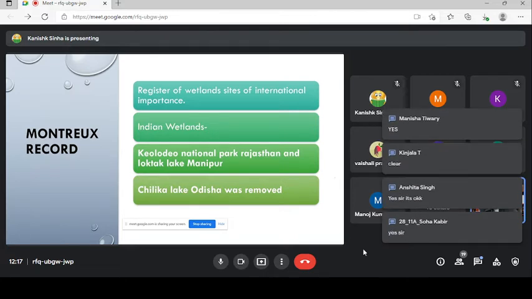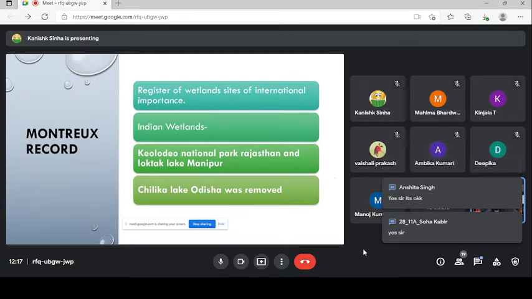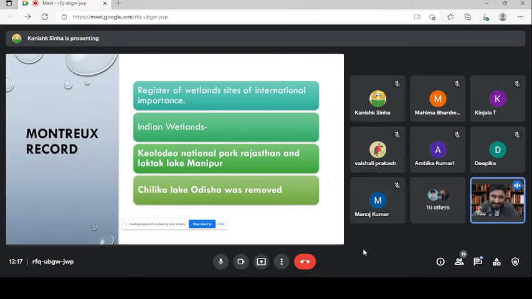Okay, thank you. So you have to know what the Montreux record is and what the two wetlands are that India has. Which one has been removed, guys? That can also be a question for your other law entrance examinations or even CLAT. That Chilika Lake was the one which has been removed, or they may give you that Loktak Lake has been removed, or Keoladeo National Park Rajasthan has been removed, or any other Ramsar site they can give you. So we have only two that are of international importance.